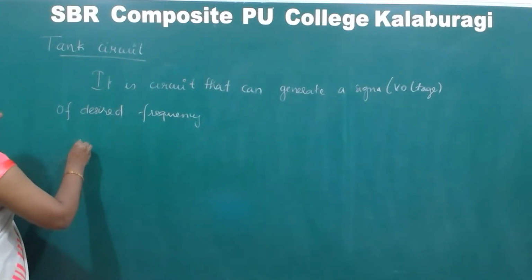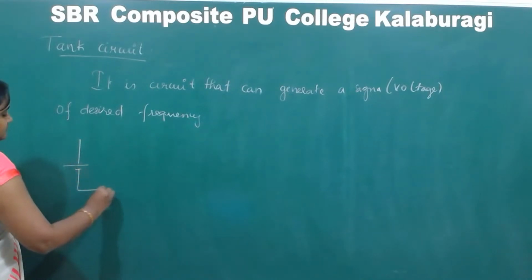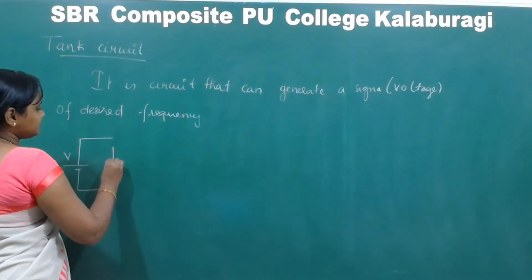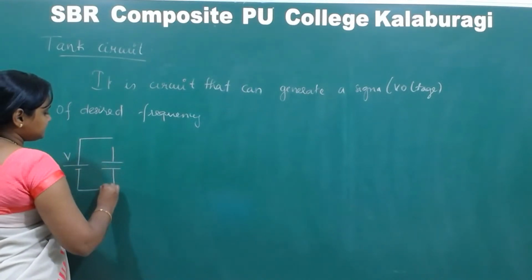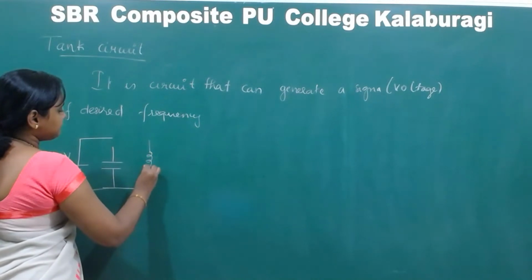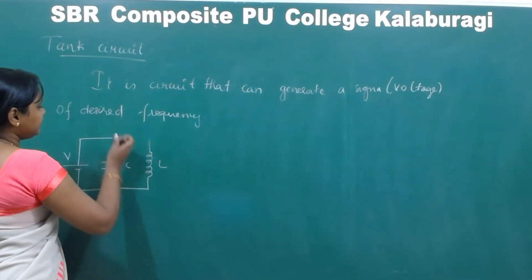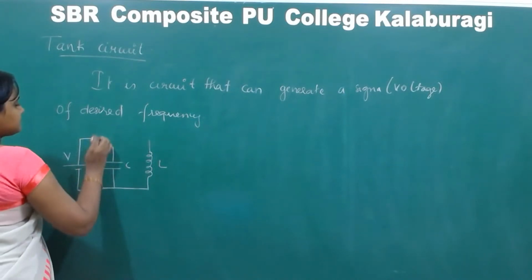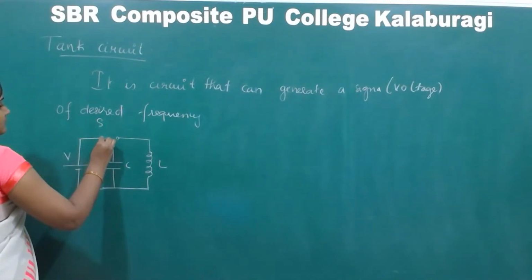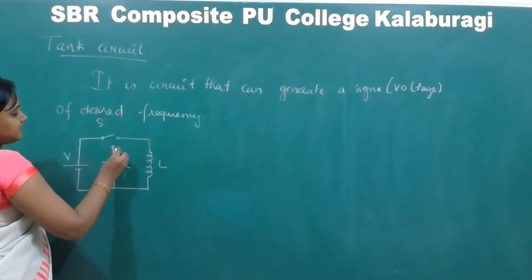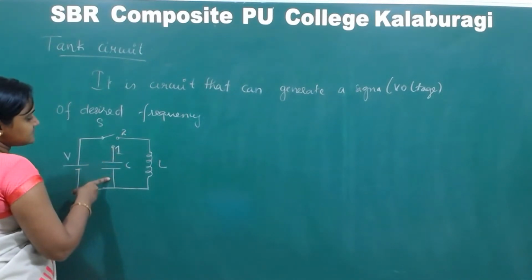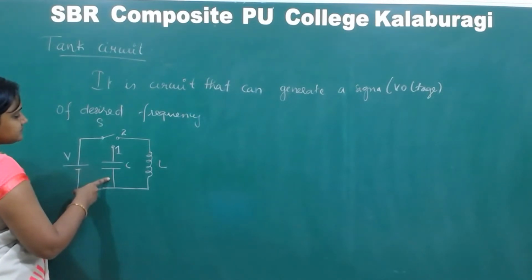Basically, a tank circuit comprises a capacitor and an inductor, L and C. This is a switch, which can take position 1 and position 2. When it is at position 1, it will charge the capacitor.